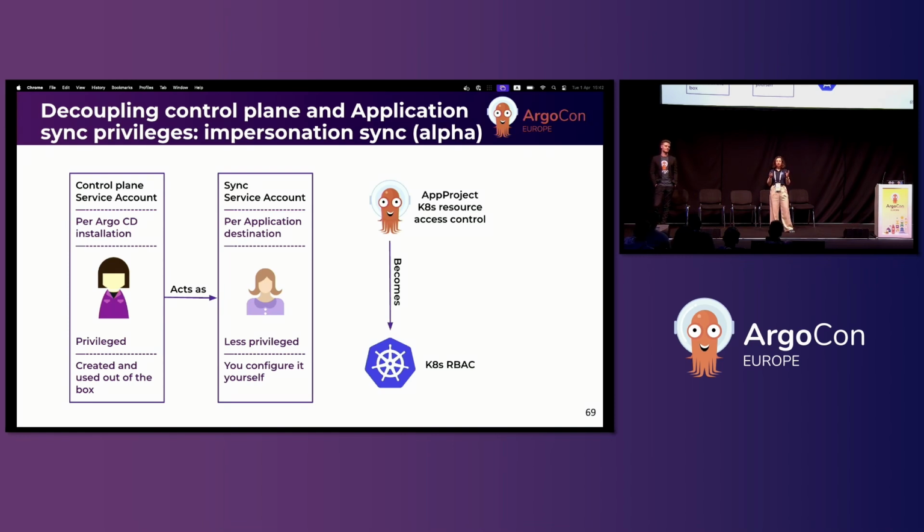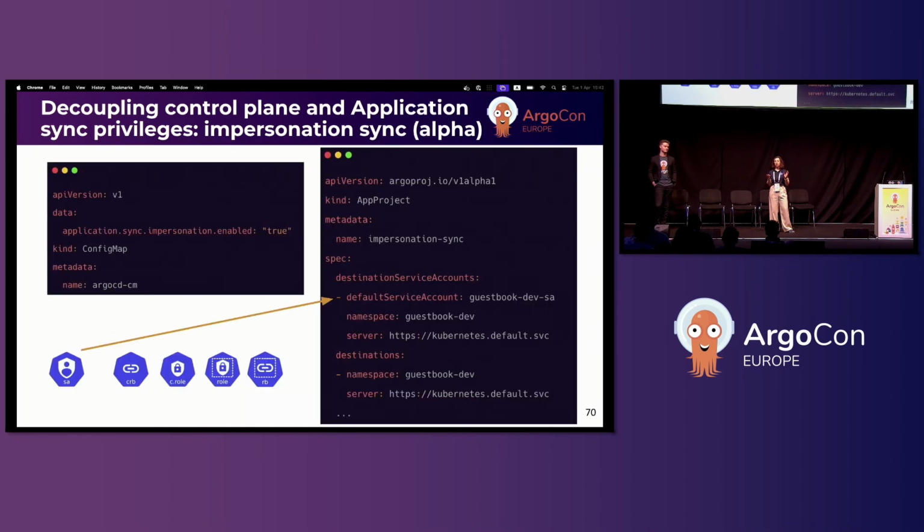And on the other hand, the application project Kubernetes resource access control can become native Kubernetes RBAC, and this can simplify the needed configuration for Argo CD admins. Let's see how we can configure this and make it work. So first of all, you would need to go to the Argo CD config map and enable this feature, because as an alpha feature, it is disabled by default. And then you will go and create this service account, along with the needed roles, cluster roles, role bindings, and cluster role bindings. And then you would go to the application project manifest and just specify the service account name for any namespace and server, or in other words, for any application destination that is relevant. And you can see this new section, destination service account. I hope you can actually also see it in the back.